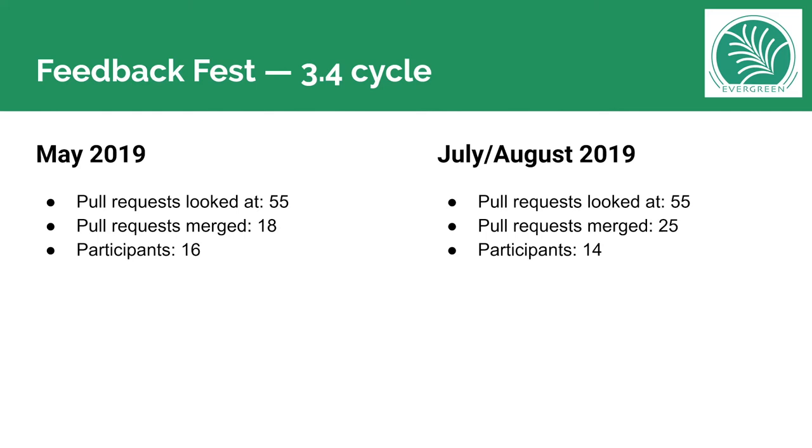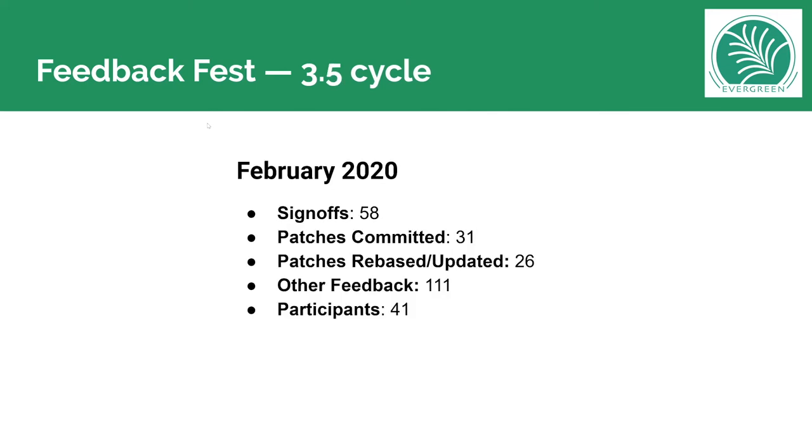So there were two feedback festivals, perhaps, that were done for the cycle leading up to Evergreen 3.4. But there was also a feedback fest for the 3.5 cycle held in February, with quite a few patches signed off, 31 merged, and a number of bugs that got feedback. So both the Bug Squashing Week and the Feedback Fest are an important way of helping to make sure that the work of developing Evergreen continues to move forward.